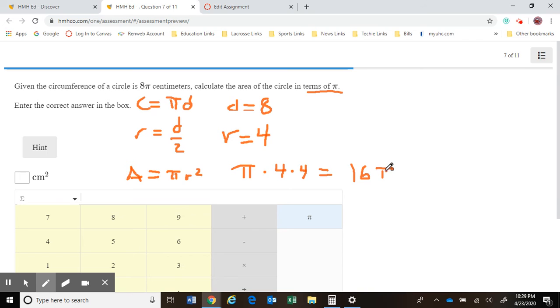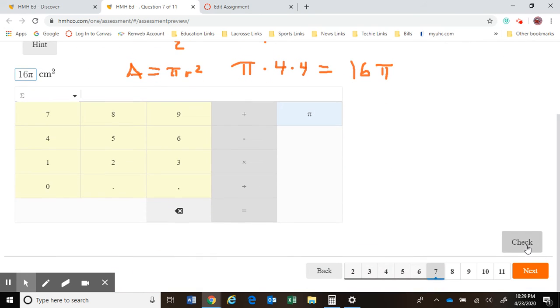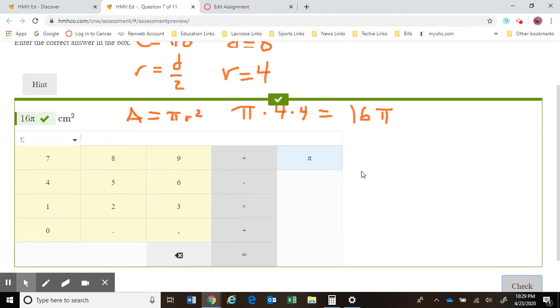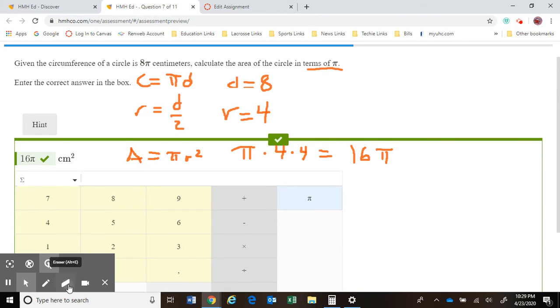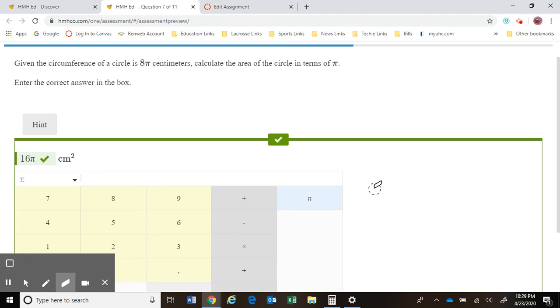All right, come back over to this box. 16 pi. All right, check it. We're good. Okay, let's clear this out. All right, moving on to the next question.